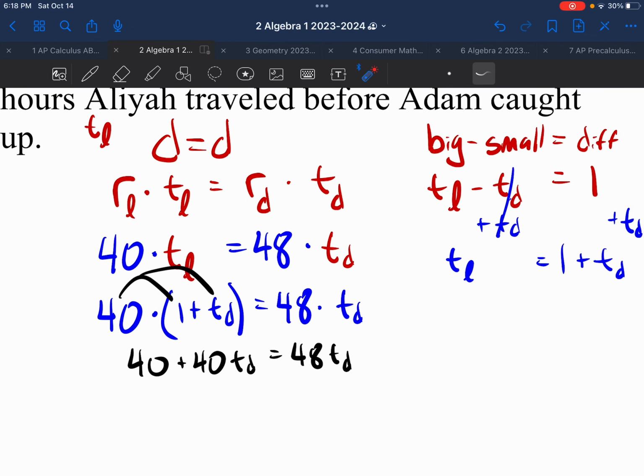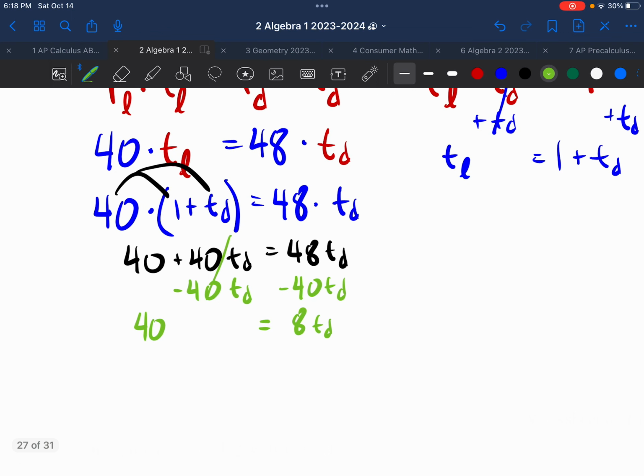Let's do that. So I'm going to subtract 40 TD on the left, which means I subtract 40 TD on the right of the equal sign. Okay, this is going to be canceled, and I'm left with 40 on the left of the equal sign, and on the right side I have 8 TD. And then from there, I need to undo this multiplication by 8, and I'm going to divide the right side by 8, divide the left side by 8, and this is going to be just TD by itself is equal to 40 divided by 8, which is 5.